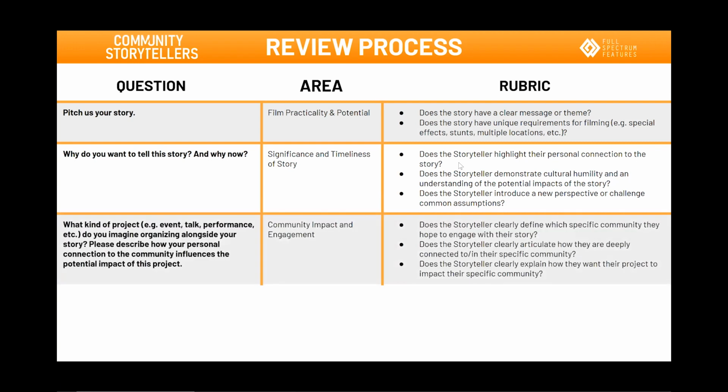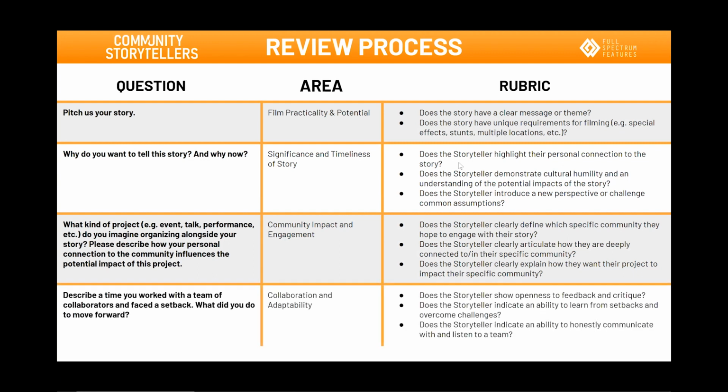The next one is, what kind of project? We definitely think about community impact and community engagement. So the questions for the curatorial team to think through are: does the storyteller clearly define which specific community they hope to engage with the story? Does the storyteller clearly articulate how they are deeply connected to their community? And does the storyteller clearly explain how they want their project to impact their specific community? So we want you to also be intentional about what kind of project you would like to organize.